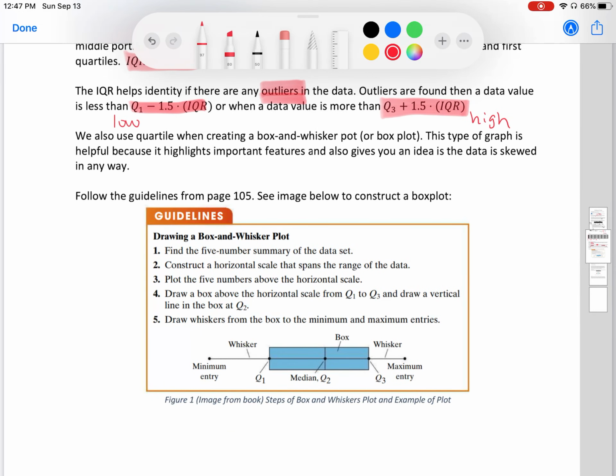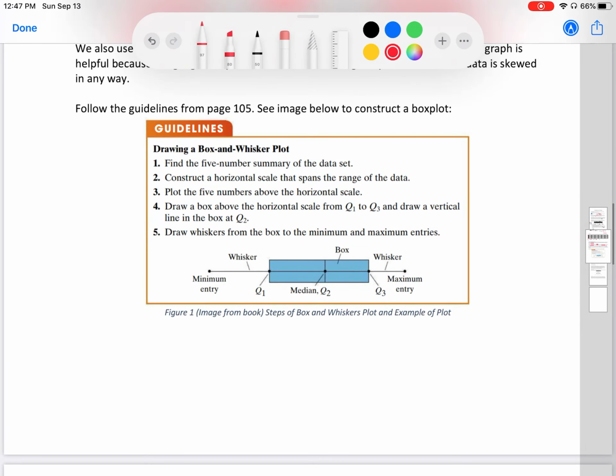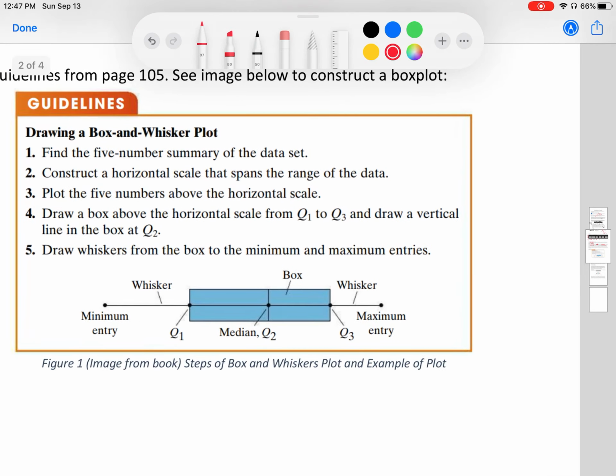We also use quartiles when creating a box and whisker plot. This type of graph is helpful because it highlights important features and also gives you an idea of whether your data is skewed in any way. Follow the guidelines from page 105 and see image below. I really like this picture, so I kept it as is from your textbook because it tells you how to find it.